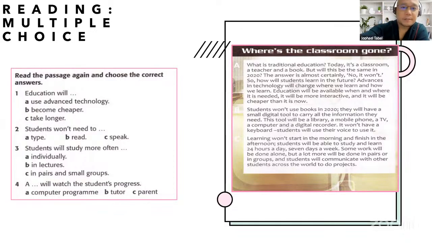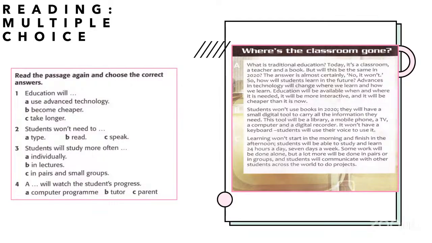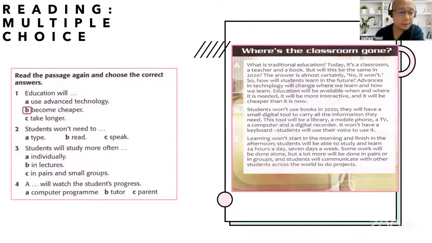Okay, so Tom, what's your answer number one? Number one is B. So let's check here. What will education be? Education will, okay, so yes, B, right? Number two. Number two is B. Students won't need to, okay.